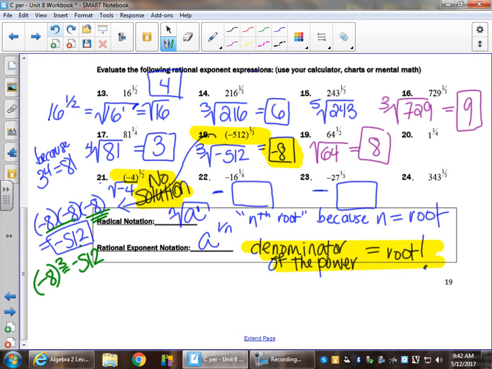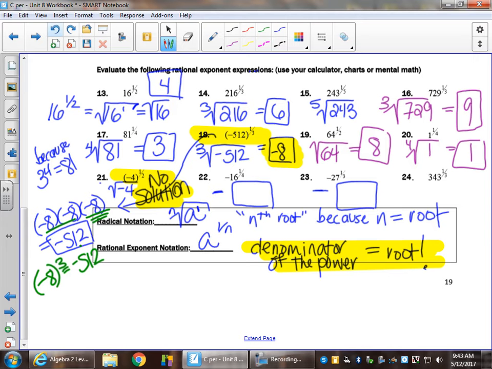Number 20. I need a new voice. How would I say this out loud? Number 20. Say it again. Yes. Very good. Fourth root of 1 equals, what's the fourth root of 1? 1. Because literally 1, 4 ones. 1 times 1 times 1 times 1, 1.